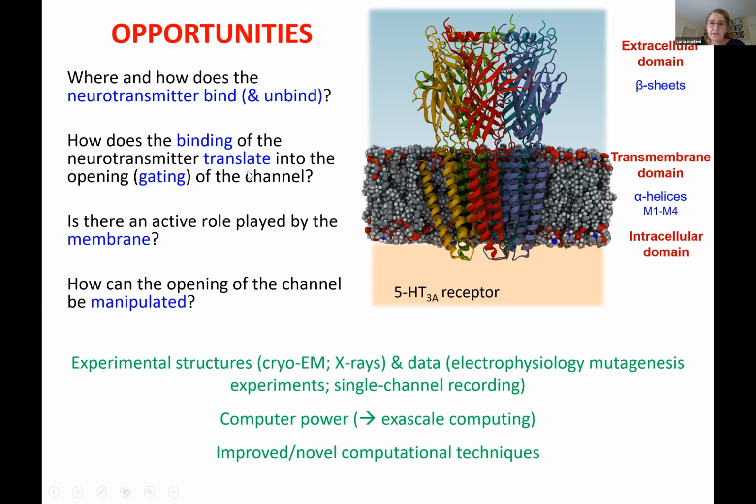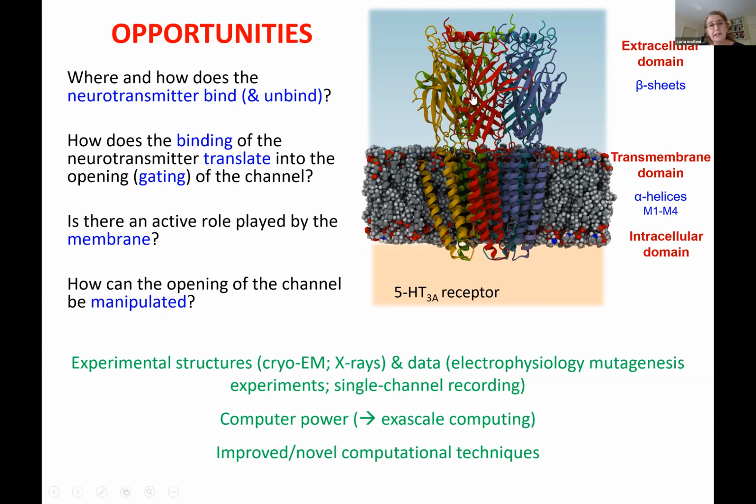And there are also very new interesting opportunities because there are new experimental structures by cryo-electron microscopy and X-rays. Until very few years ago, there were basically no structures. There are new data, and of course there will be lots of new computer power with exascale computers in the future. But it's not just a matter of brute force, but also of improved and novel ideas for computational techniques. So let's see what we have done so far and what we are doing at the moment. I will first concentrate on some work that we have done on binding.